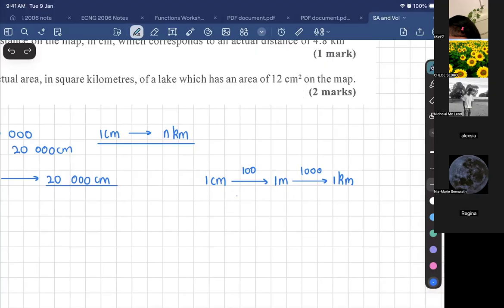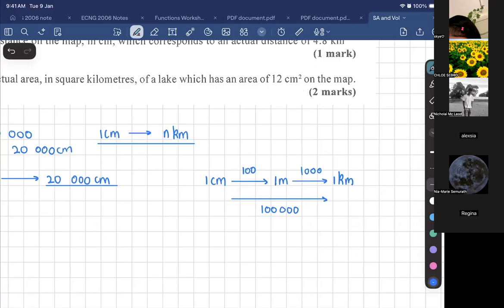Okay, yeah. So how many centimeters would I need to make a kilometer? Tell me the final answer. 100 by 1,000. 100,000. Right, 100,000. So far, are you confused by anything?